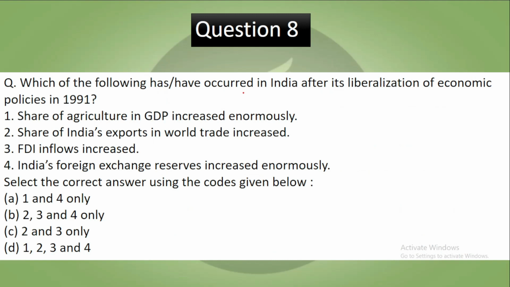Which of the following have occurred in India after its liberalization of economy in 1991? Share of agriculture in GDP increased enormously. Share of India's exports in the world trade increased. FDI inflows increased. India's foreign exchange reserves increased enormously.